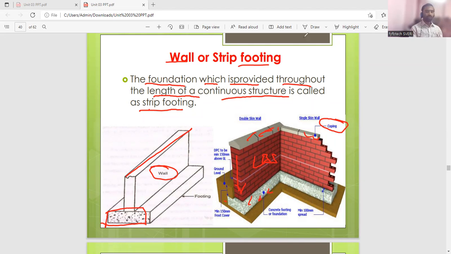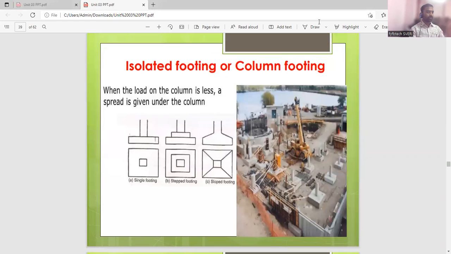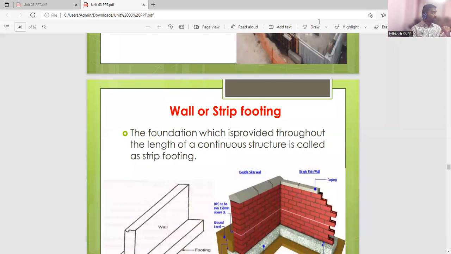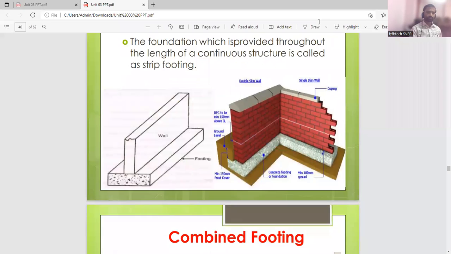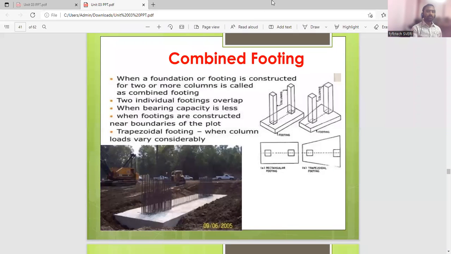Now you can easily bifurcate what is isolated footing. Isolated footing is provided for a single column, correct? Then strip footing is provided for the wall, a continuous wall. Then combined footing: if the load is very high, combined footing is provided; isolated footing is provided when the load is small.